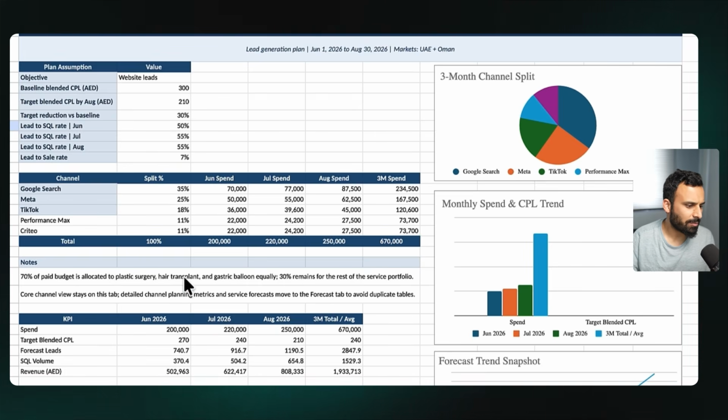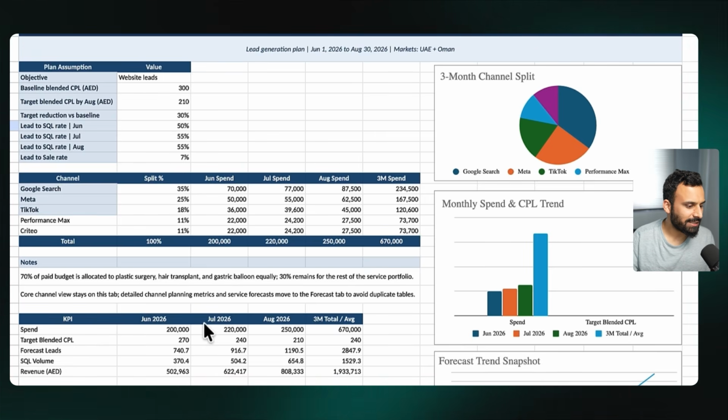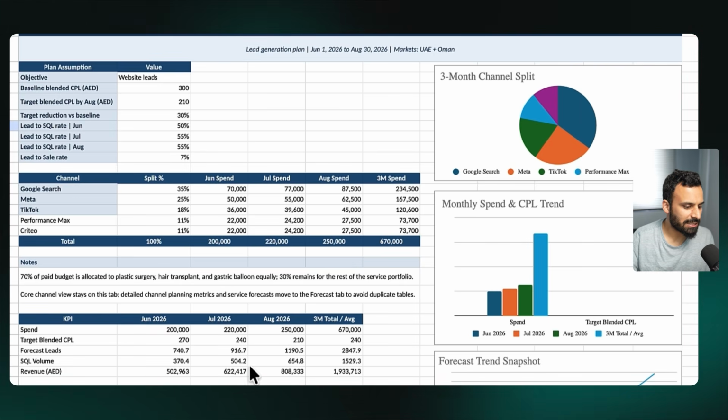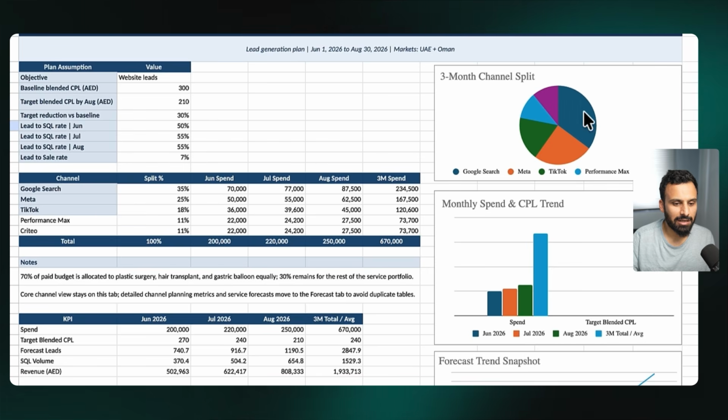70% of budget allocated to plastic surgery. Okay, this is what came from us basically. And then KPI sheet summary, spend for each month, and then target blended CPL, showing the reduction, forecasted leads, and then it's showing SQL volume, what will be the sales qualified, and then revenue, how much revenue will we generate, and we can easily calculate ROAS from here. There are some graphs, 3-month channel split overall if you want to provide an executive summary.